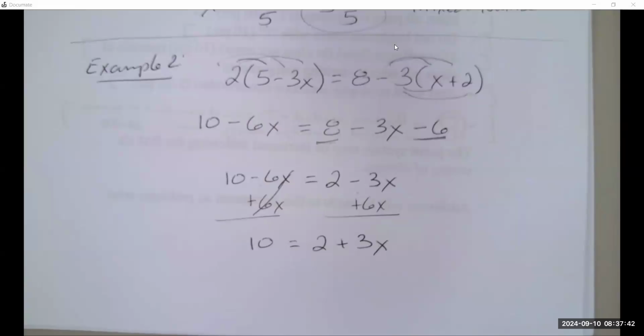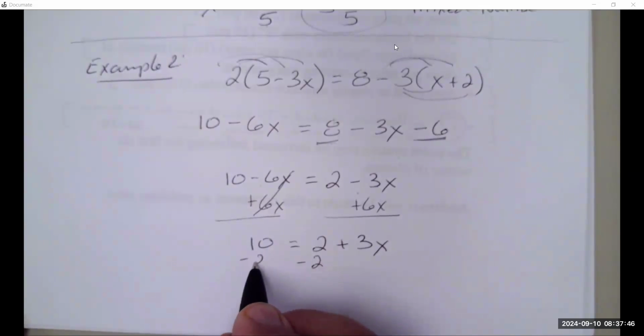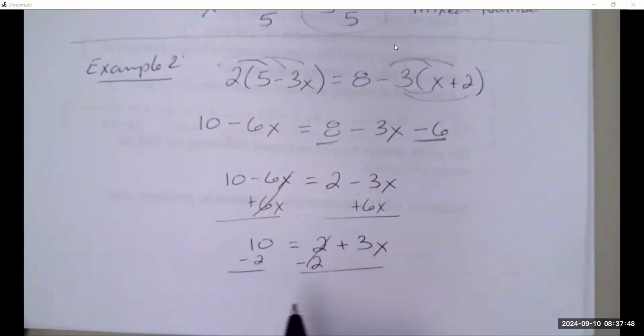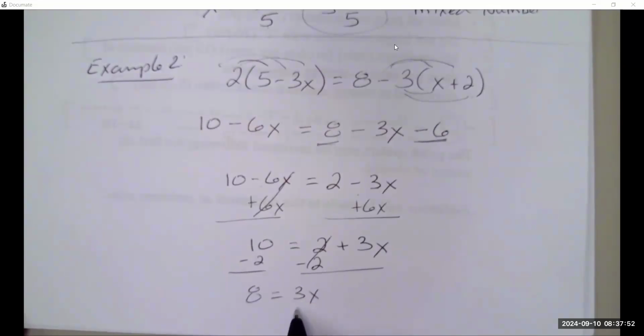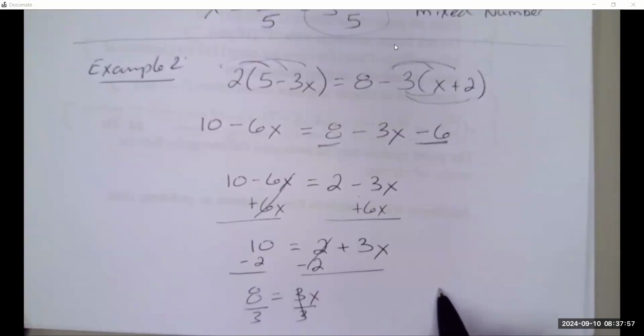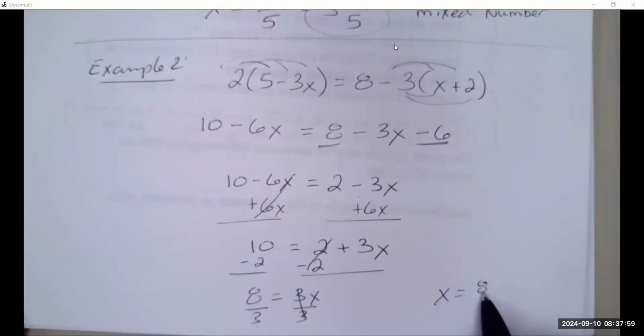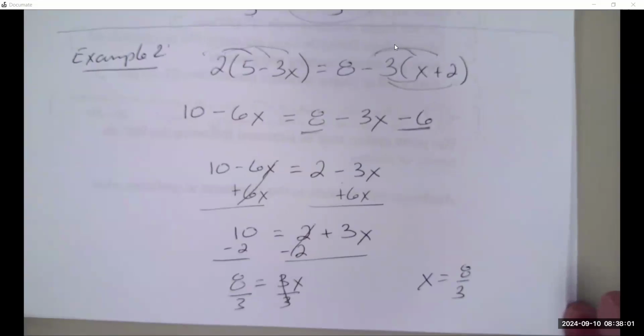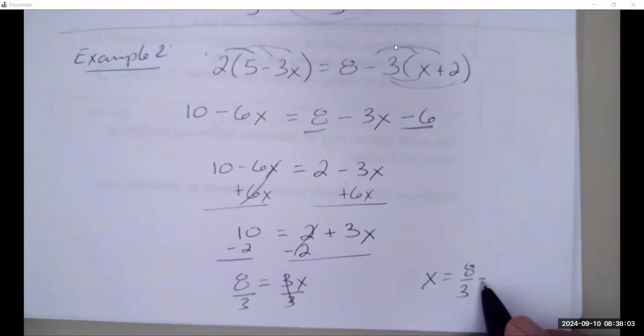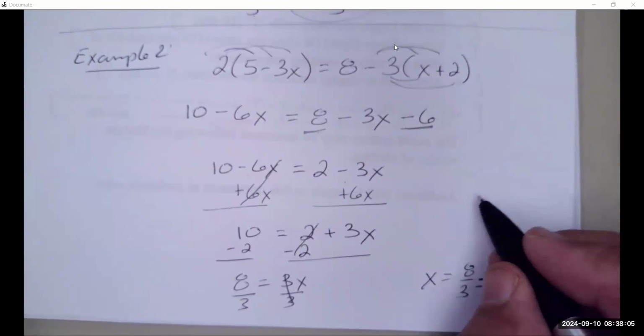And then solve for x, since now we only have one x in there. Subtract 2. 8 equals 3x and divide by 3. So x is equal to 8/3. Improper fraction.